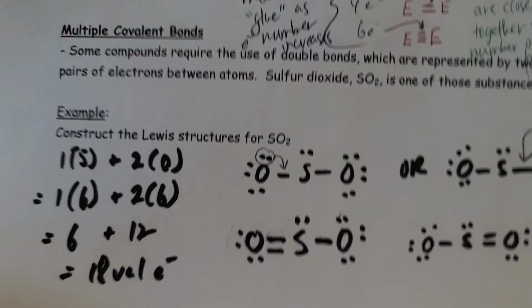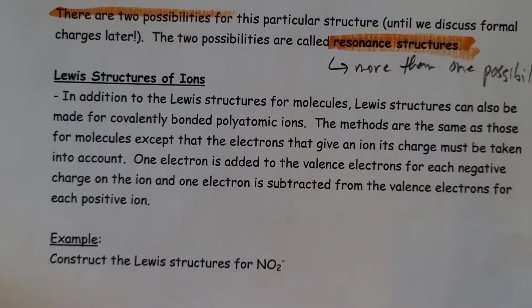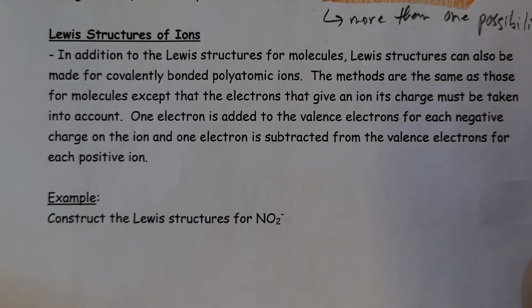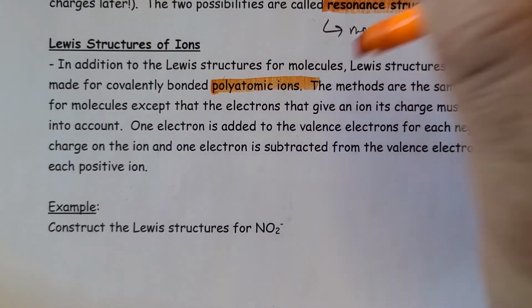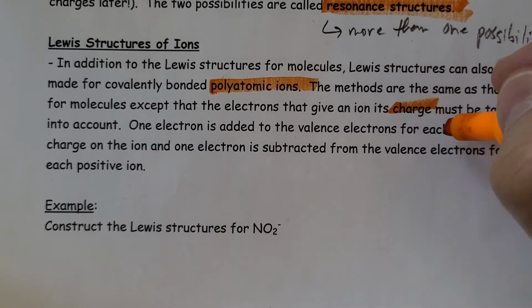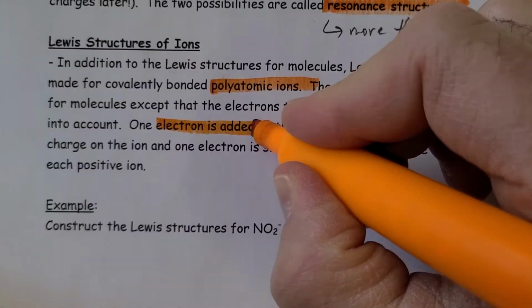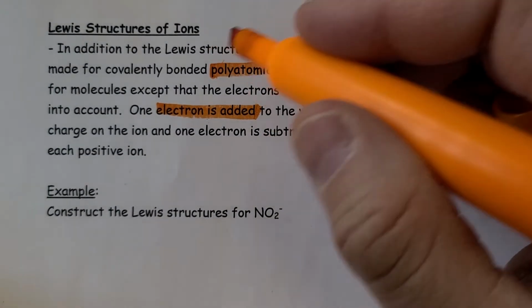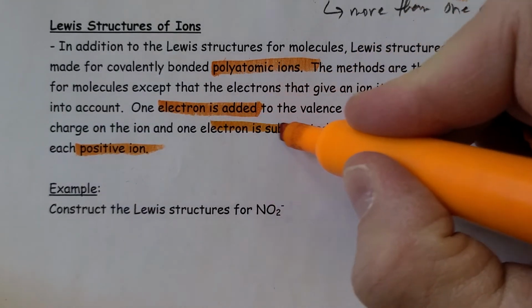All right, let's look at the last example here. So the last example deals with an ion. And Lewis structures for ions, they can also be made for polyatomic ions. The methods are the same, except that charge must be taken into account. If it's a negative polyatomic ion, then we add an electron. And if it's a positive ion, it needs to be subtracted.